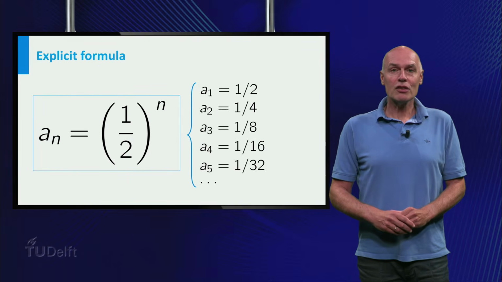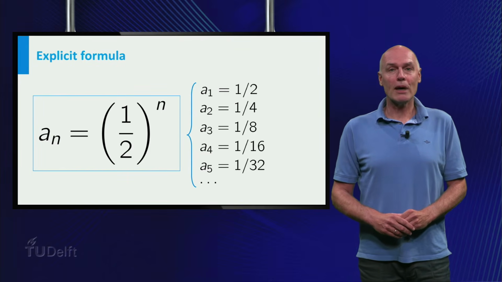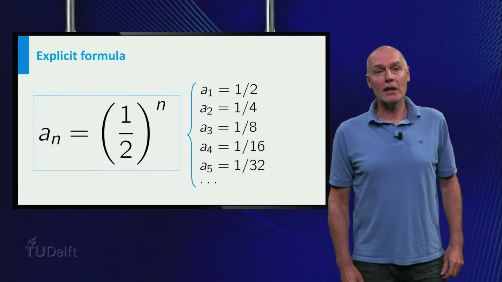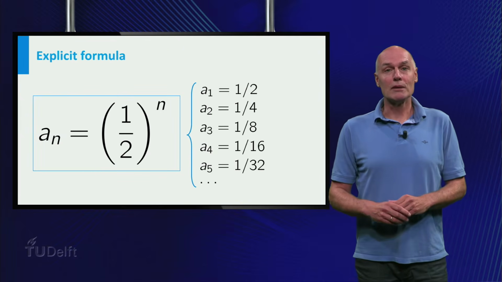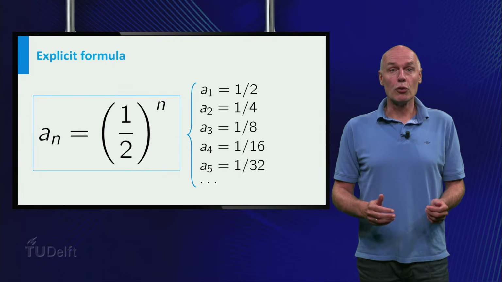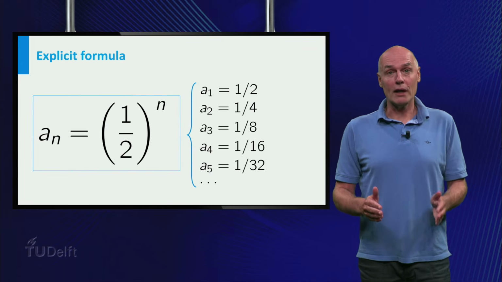In this case, the sequence can also be defined by an explicit formula. The nth element is obtained by raising 1/2 to the power n. Also, this definition leads to the sequence 1 over 2, 1 over 4, 1 over 8, and so on.